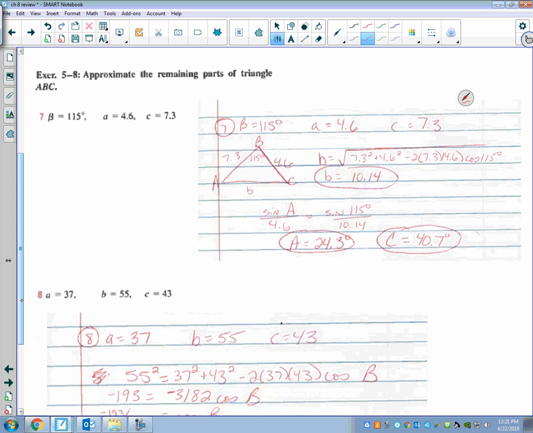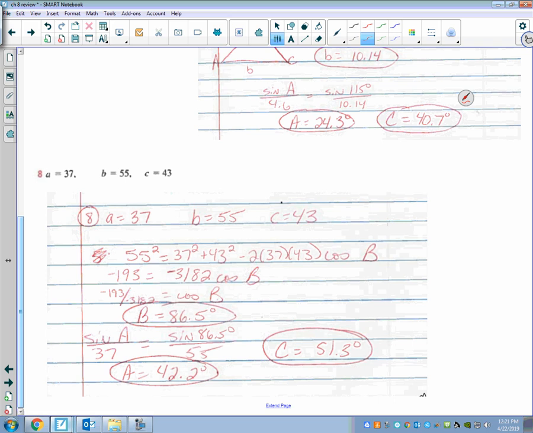Number 7, they give me angle B and side A and side C. So again, I can solve for side B already. So that's again just a law of cosines problem because I don't have enough to do law of sines. And so this right here is my first step. Remember, it's cosine. Remember, subtracting. And I got 10.14. And then I switch back and solve for the smallest angle next. And I got angle A using law of sines to be 24.3. And angle C to be 40.7.